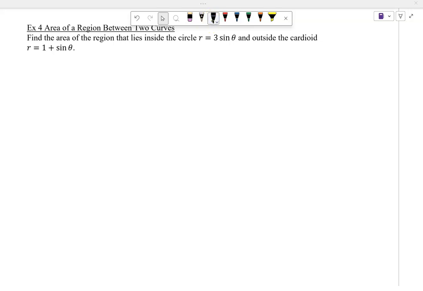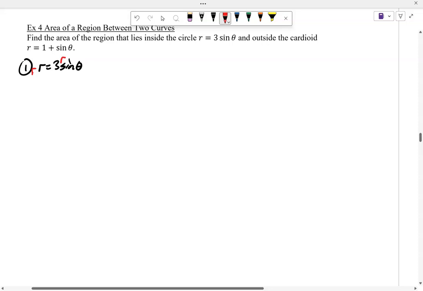All right, let's go ahead and find a region between a couple of curves now. This first one, notice it even tells us, hey, this is a circle, r equals 3 sine theta. You can look on your cheat sheet if you want to, and you can see that it's going to be centered on the y-axis. If you're not sure, let's just change it to rectangular. Let's multiply both sides by r. And we get r squared, or x squared plus y squared, equals 3r sine theta. So there's a y.